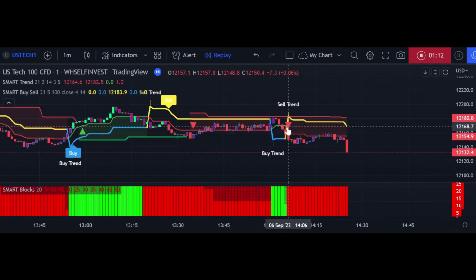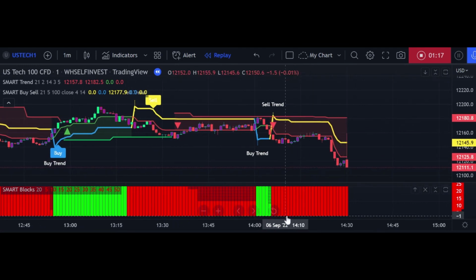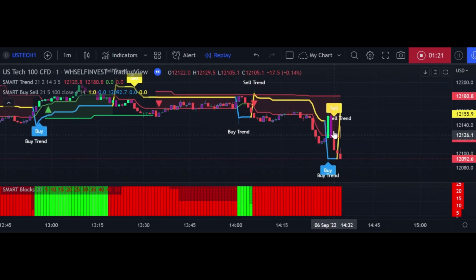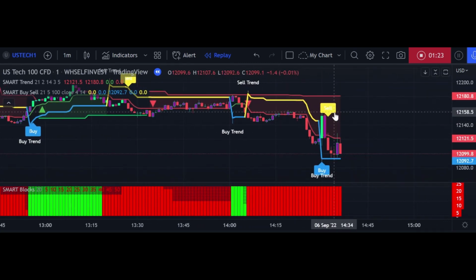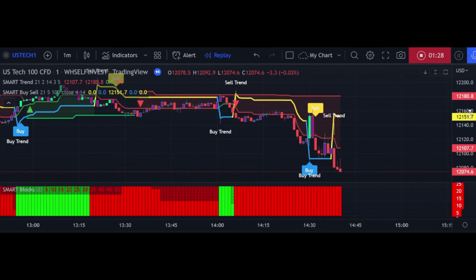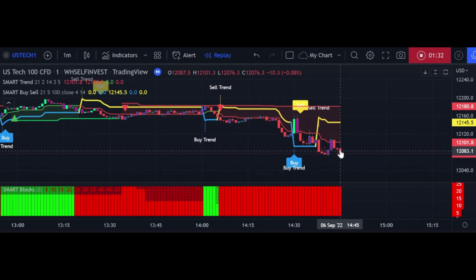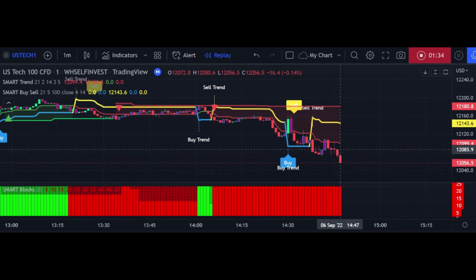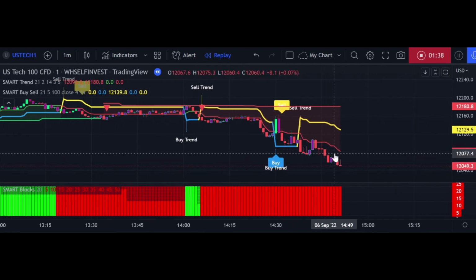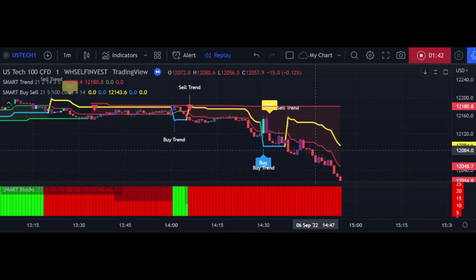Here we have a confirmed trend. We have a sell. And we have blocks are red. Now we are very, very interested. We've got a sell flag. We are going to trade. We have now placed our trade here at this point. 12.085. This is our entry, 12.085.